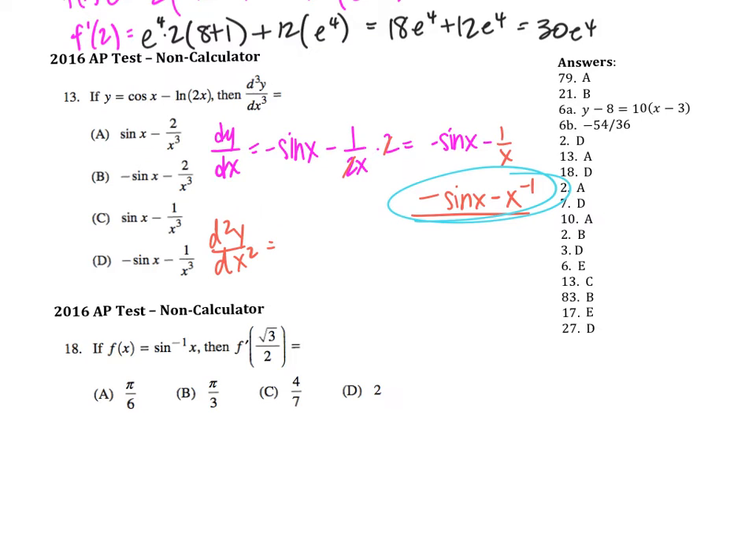I do that because the second derivative is going to be easier going from here. The derivative of negative sine would be negative cosine. The derivative of negative x to the negative 1 would be positive x to the negative 2.